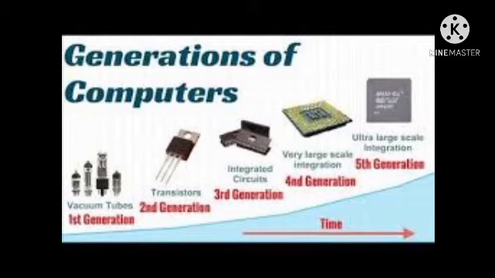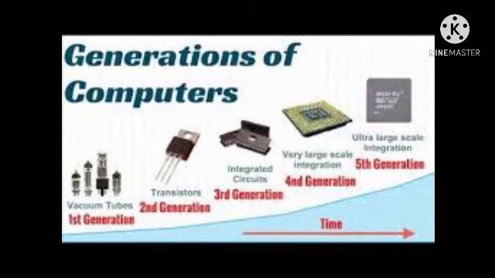Here, the first generation is 1942 to 1955. In the first generation, computers used vacuum tubes. The vacuum tube looked like a bulb. Second, in the second generation of computers, 1955 to 1964, transistors were used.